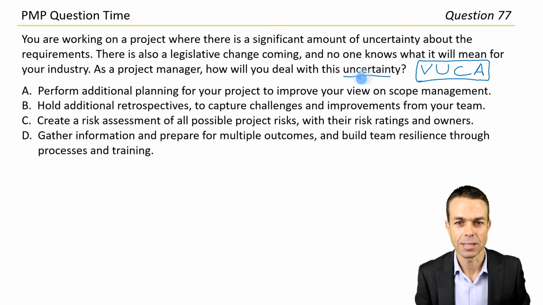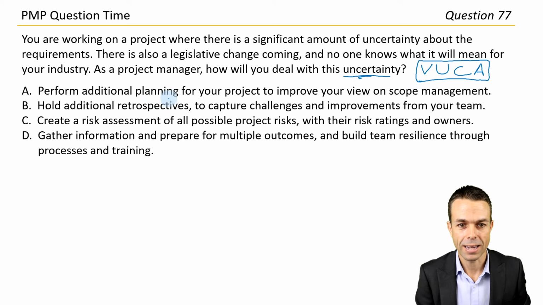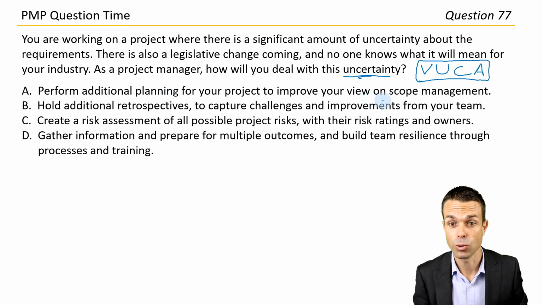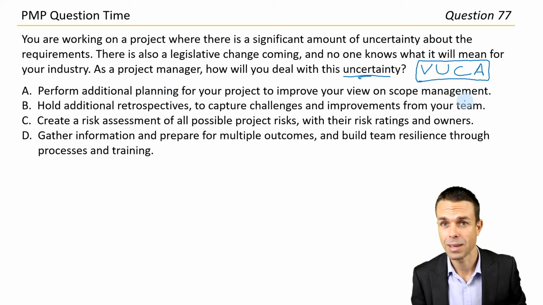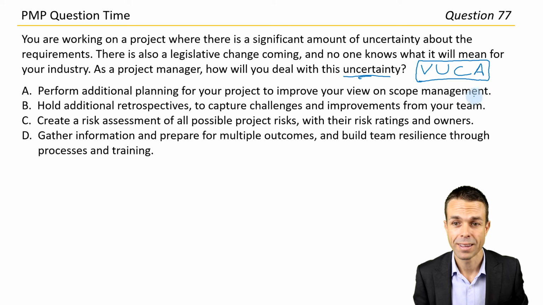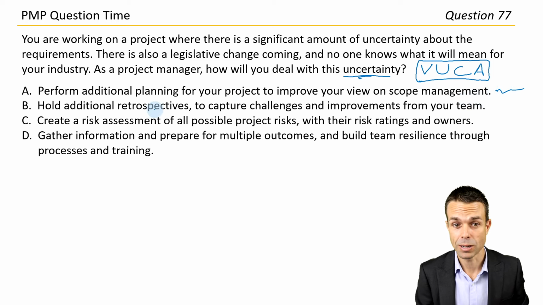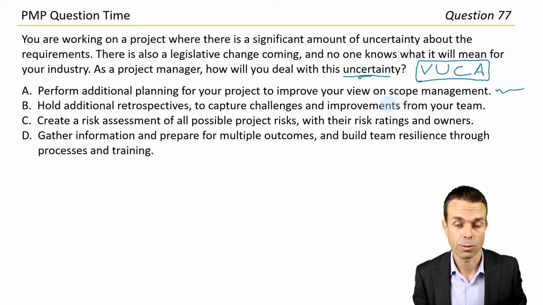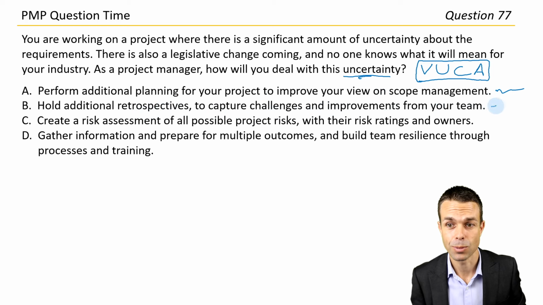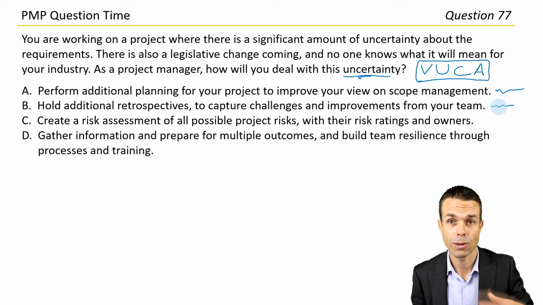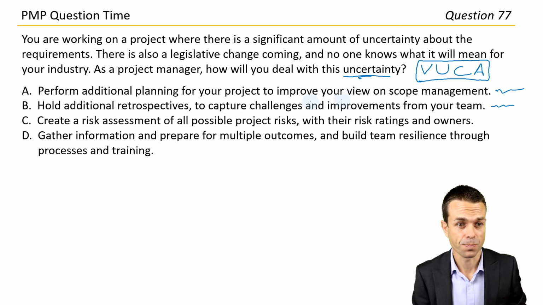So uncertainty. Perform additional planning for your project to improve your view on scope management. Maybe we can make it less certain with more planning. That's a low maybe though. I think there are better options there. Hold additional retrospectives to capture challenges and improvements from your team. Again, that doesn't help us with the uncertainty because we're still having to work through how do we figure out and make things more certain?